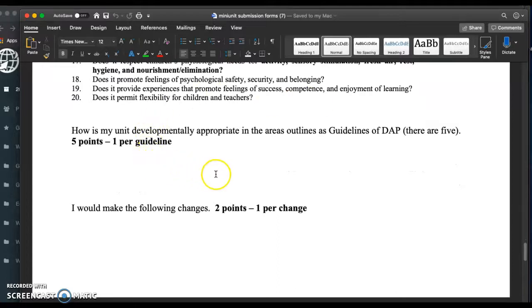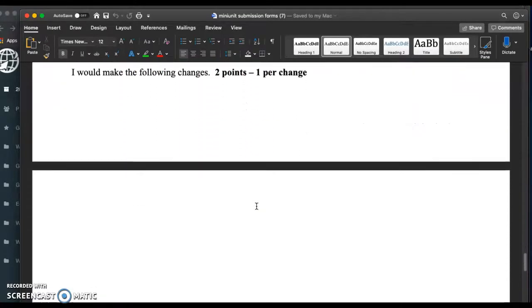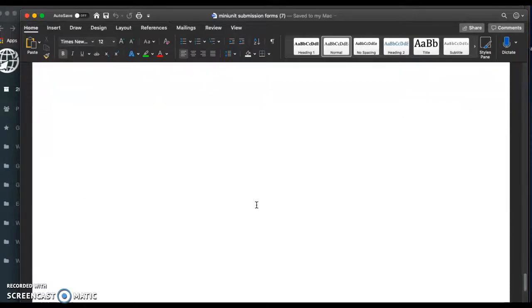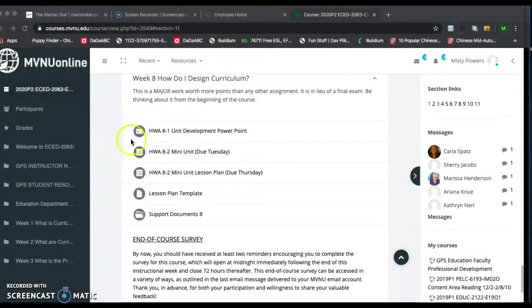How is my unit developmentally appropriate in the areas outlined as guidelines for developmentally appropriate practice? And there are 5. You get 1 point per guideline. You would make the following changes. 2 points, 1 per change. So this is due Tuesday. If you have questions, please email me as soon as you have a question.